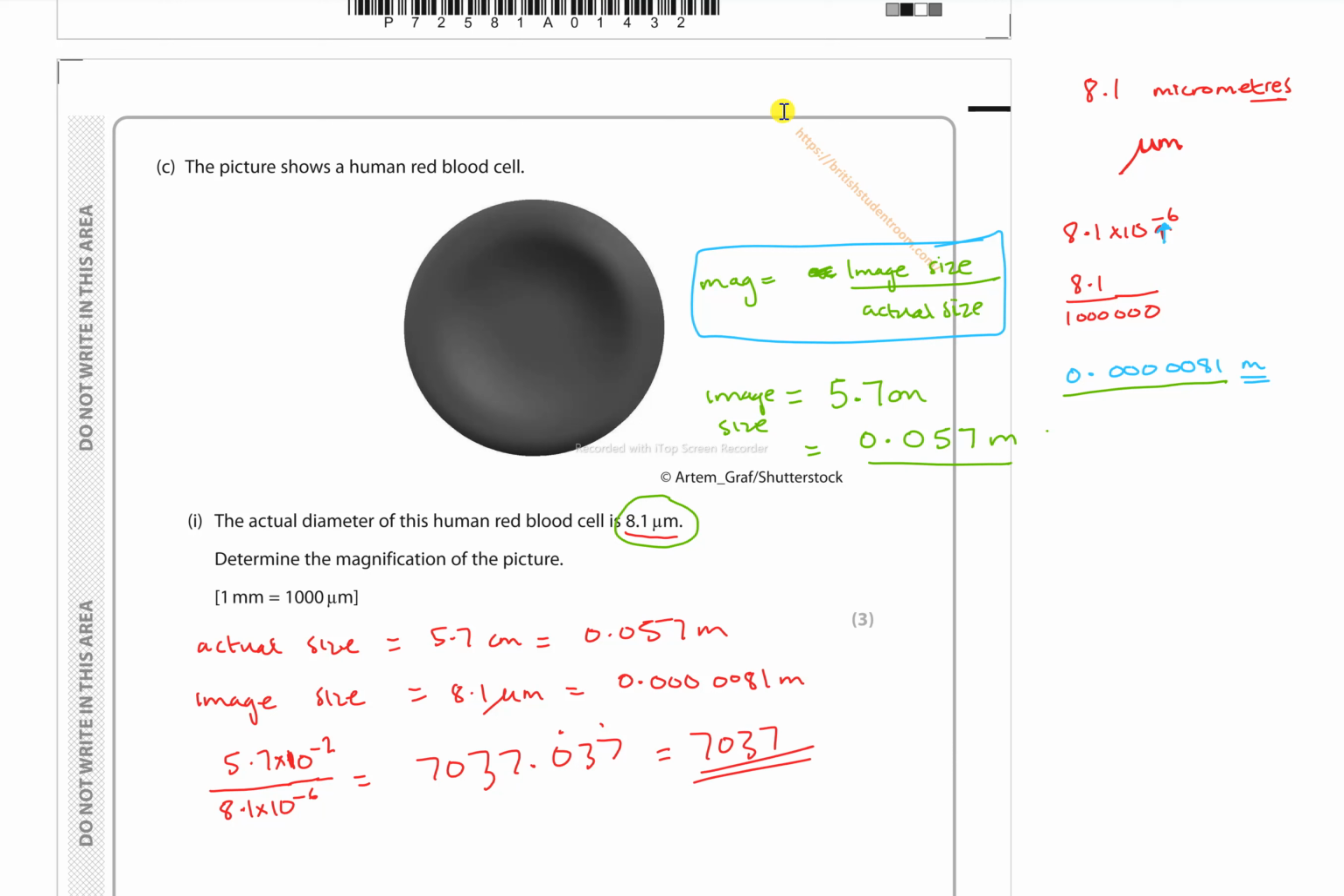That's the magnification. Right, I've seen another question like this recently. This I've not come across before. I saw one 2 days ago, and to be honest with you, I think it was some sort of bacterium, if I can remember.